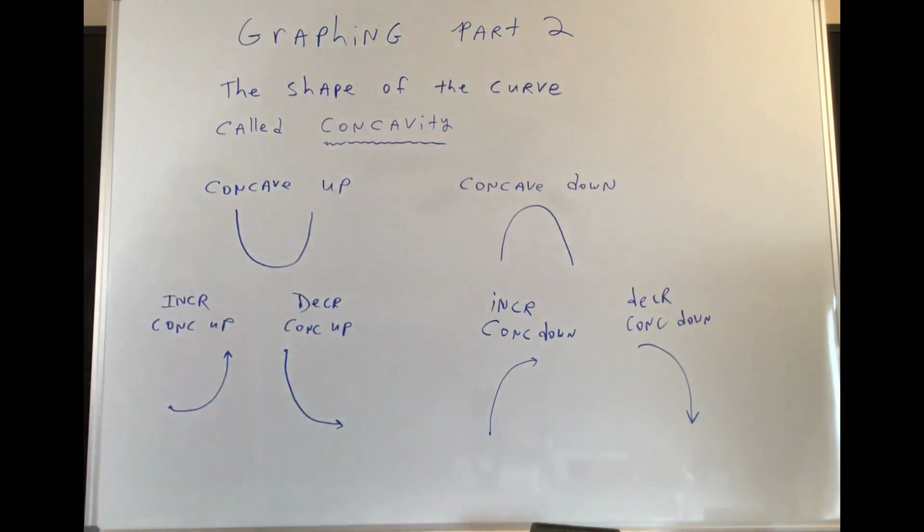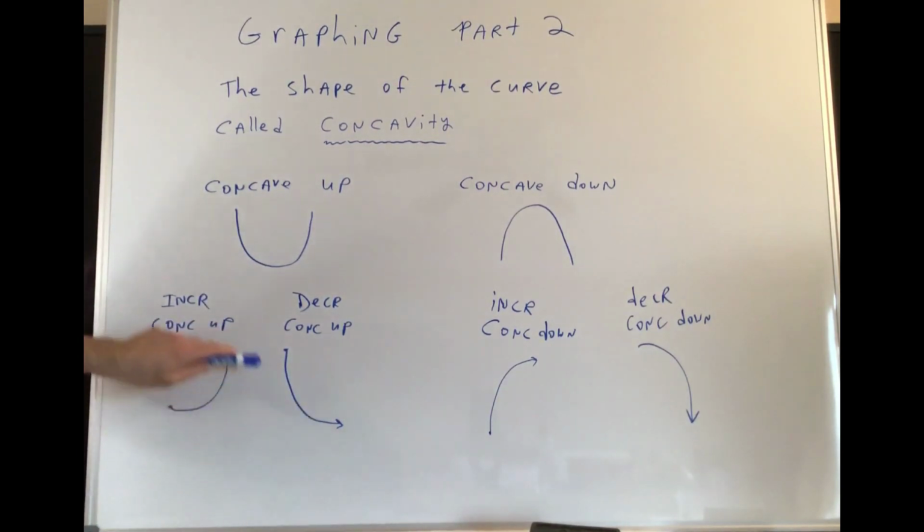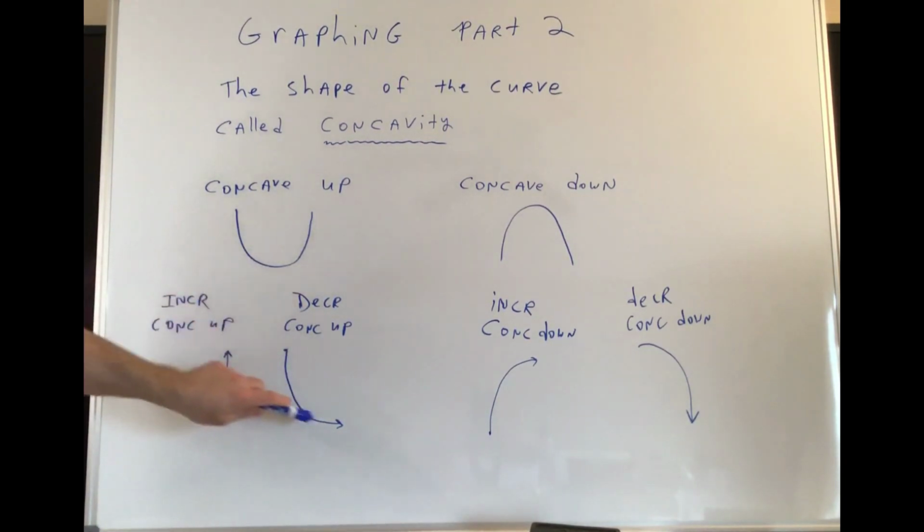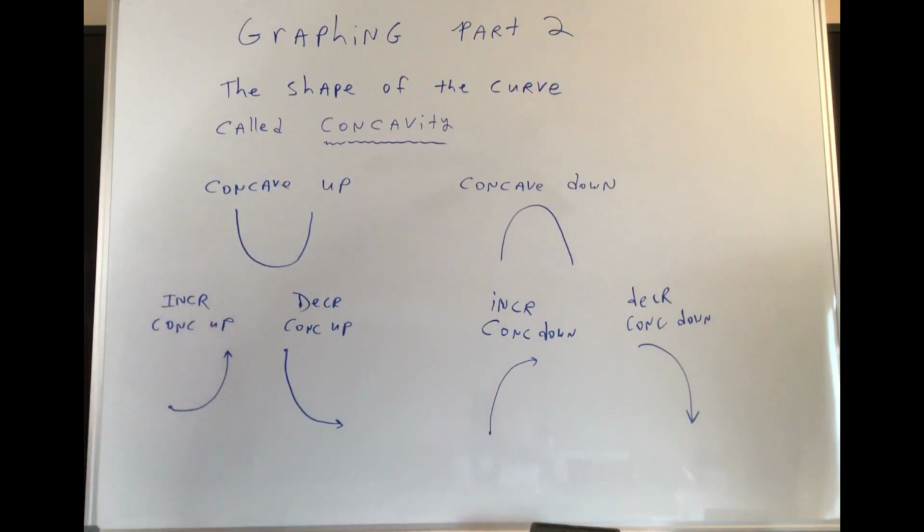Decreasing and concave up. Now this graph is going down, right? Decreasing means going down. But again, the shape, think of it as a smiley face, just split apart. These are the type of arcs you're going to draw when you put together the entire graph.